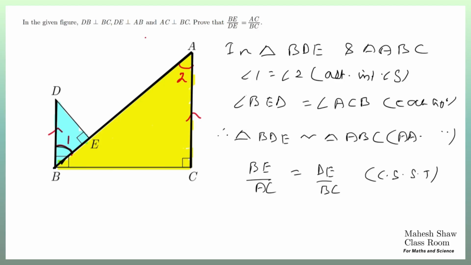Now what you can see is that this is not the same as what we need to prove. So we need to swap these two. That's from alternendo, or you may say by cross multiplication. So that is BE, I'm swapping these two, so that is DE over here is equal to AC over BC. And I think this is what we need to prove.